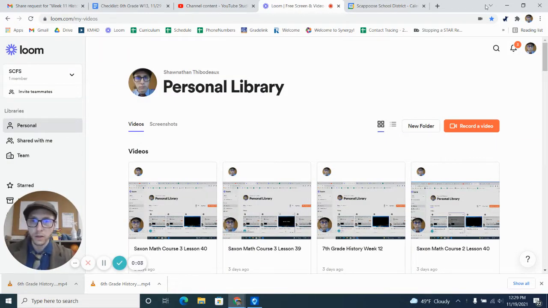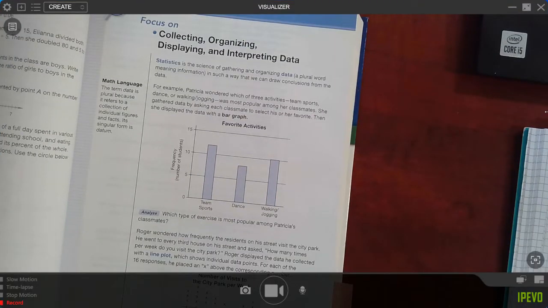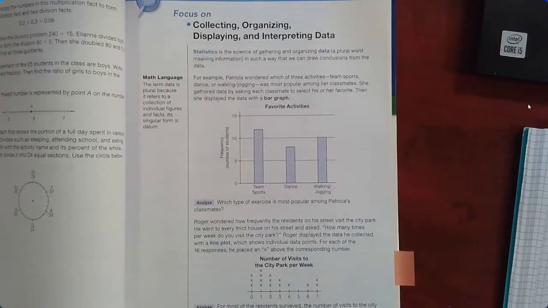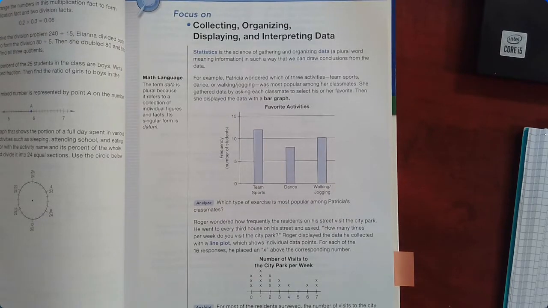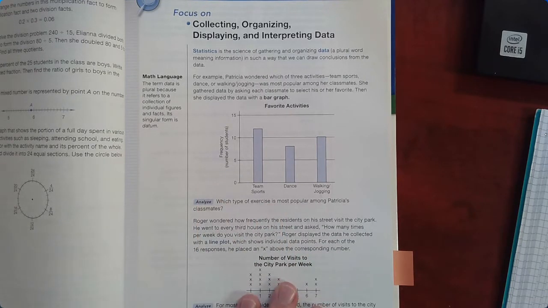Thibodeau. So let's go ahead and talk about investigation 4, which is what we're starting off with this week. So here we're talking about collecting, organizing, displaying, and interpreting data, which is really cool because we're going to actually talk about this in class as well. I'm going to talk about how this can be manipulated as well.